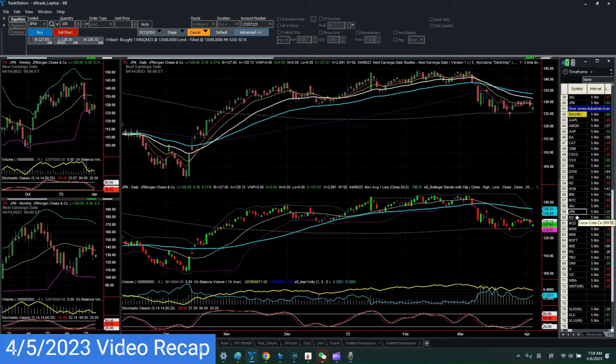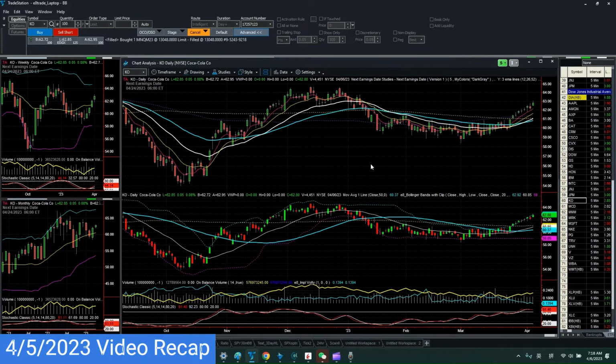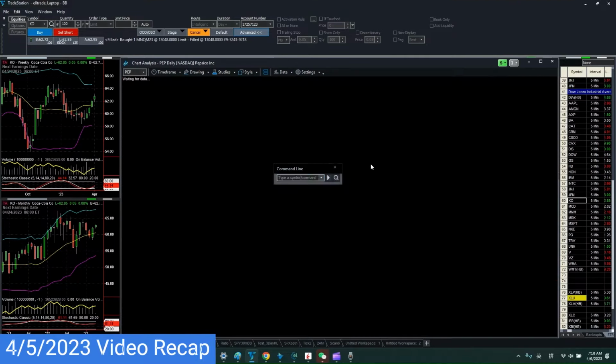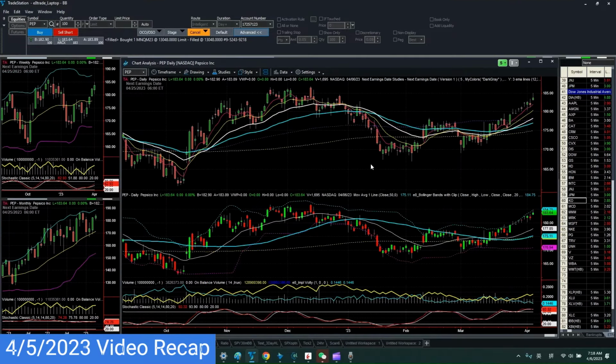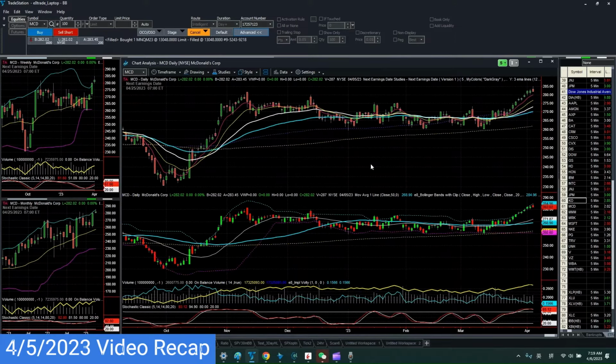Coca-Cola, stable, consumer staple. Without looking, I know it will be good. Okay, Coke. Yes, you see. And then since we look at Coca-Cola, let's also look at Pepsi. It should be good. Okay, and then think about it, which one would be good? A consumer staple. McDonald's would be good, right? Let's look at McDonald's. Yes, it went up.